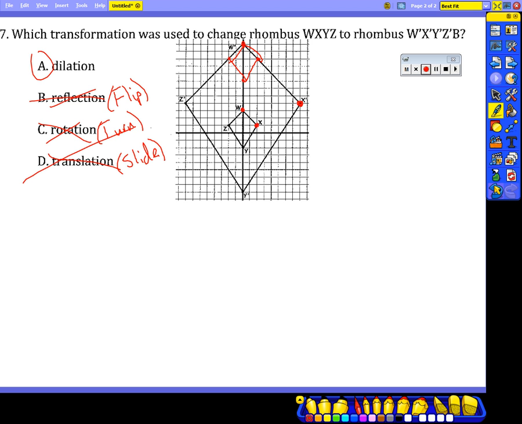So now let's talk about what dilation is. Dilation uses scale factor in order to make an image larger or smaller. In this case, it obviously made it bigger. Okay, and they're not asking in this question what is the scale factor. There are other questions that ask stuff like that, but all you need to know is to recognize that this is a dilation because the image was small and then it got proportionally larger.